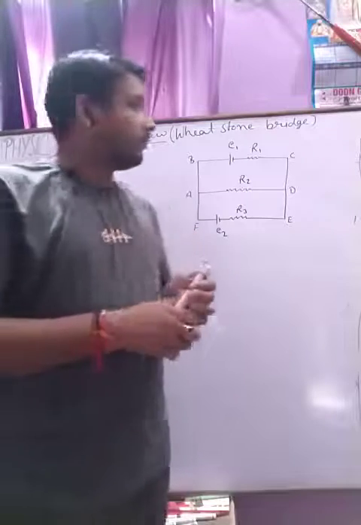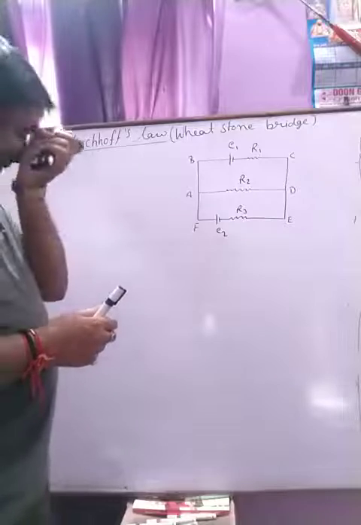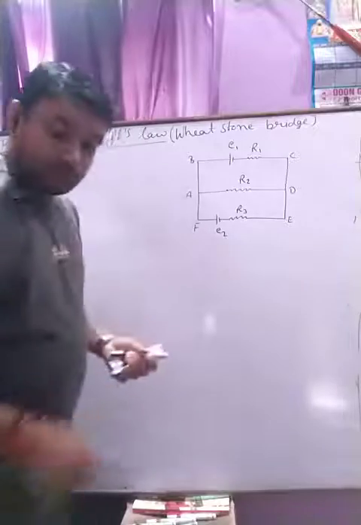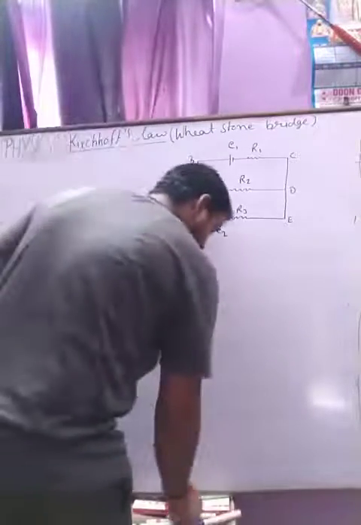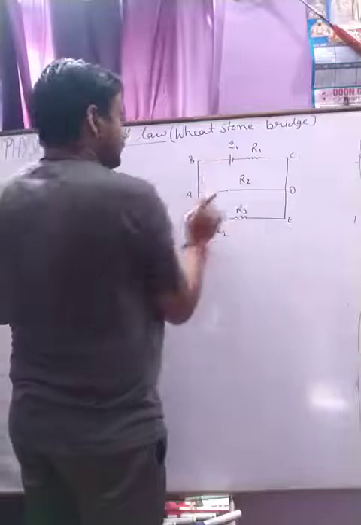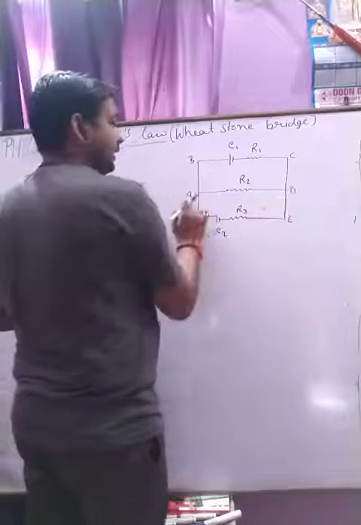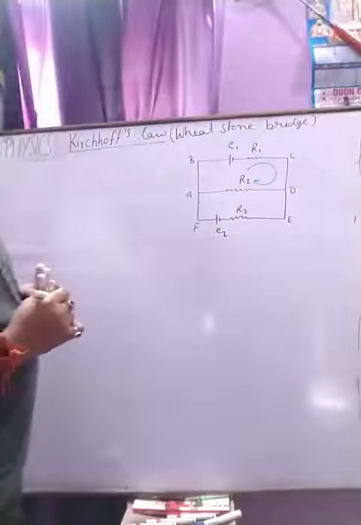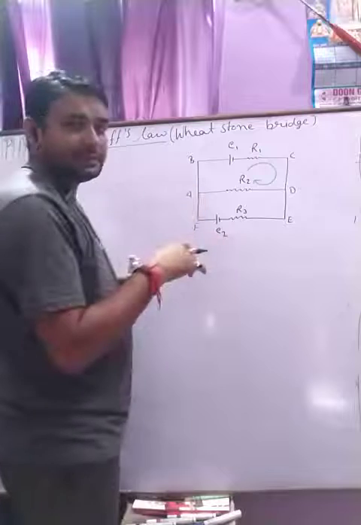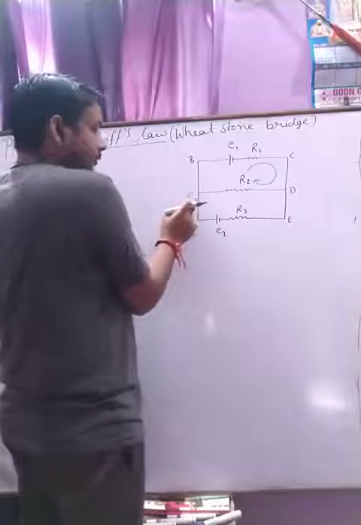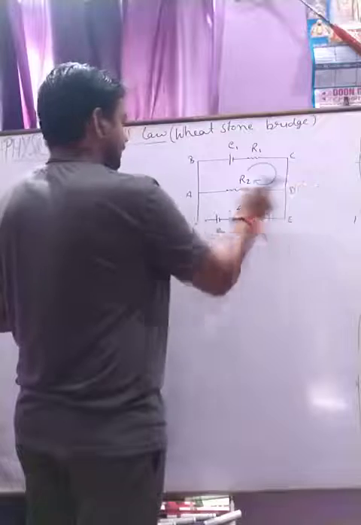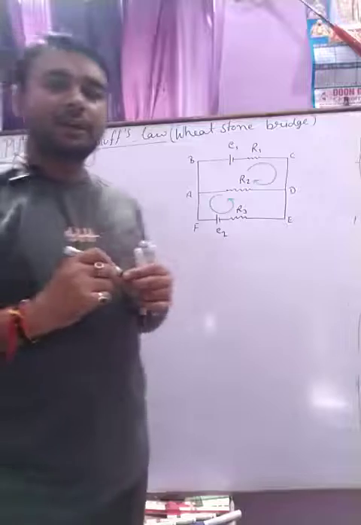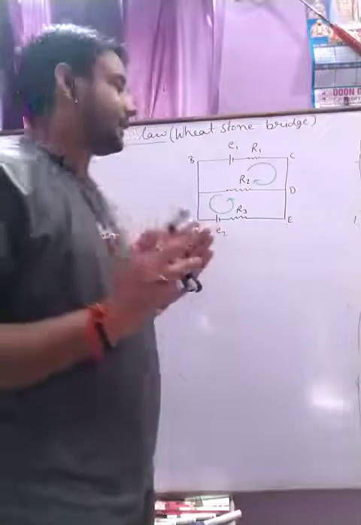First we need to take the direction of our calculation. Suppose I am going to calculate the loop ABCDA in the clockwise direction, and otherwise I take the calculation in loop AFEDA in the anticlockwise direction. We can select different directions for different loops.